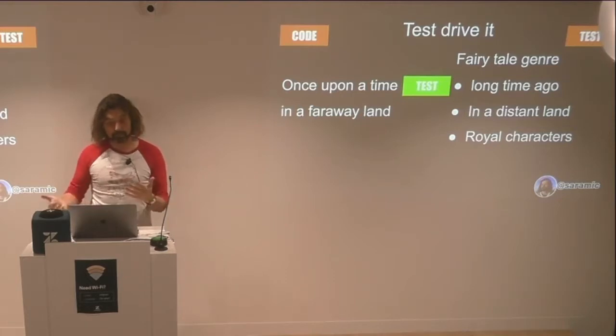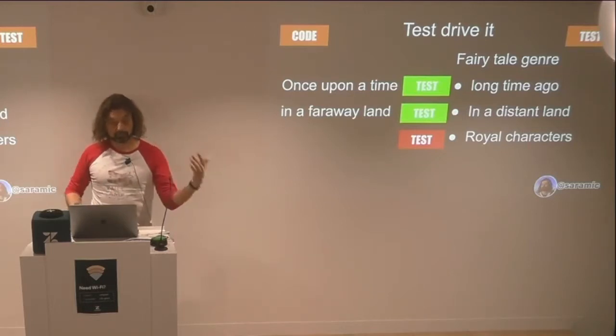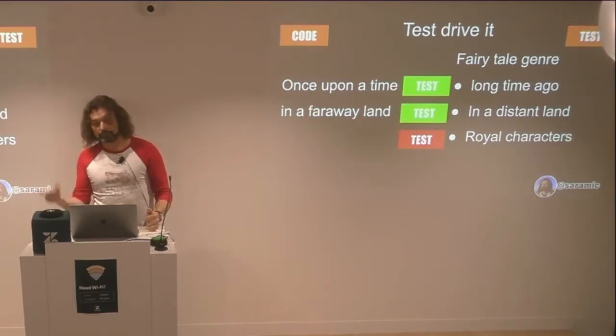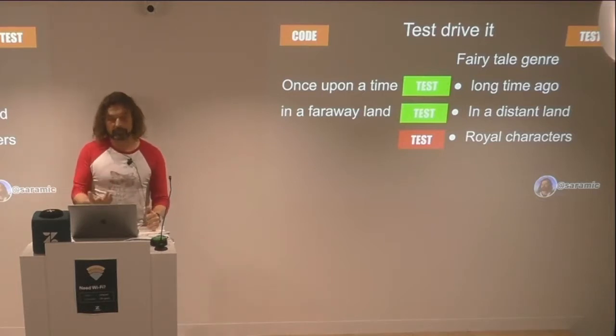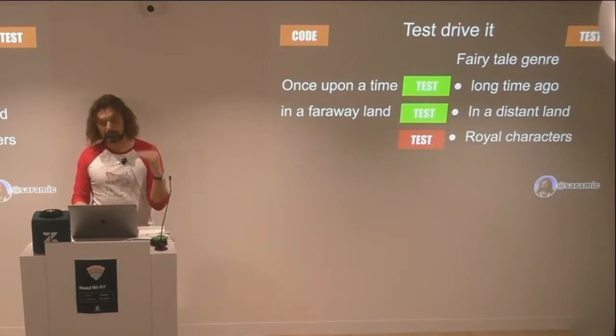I talked about testing it, right? So we could test each one of these things. So was it a long time ago? Yes. Was it in a distant land? Yes. Did it involve royal characters? No. So what we do with test-driven is come up with a series of tests and then write some code. And as we write a test, we actually want to fail the test. We want to see it fail. So we want to say, did it involve royal characters? No, it didn't. So at that stage, we have a failing test.